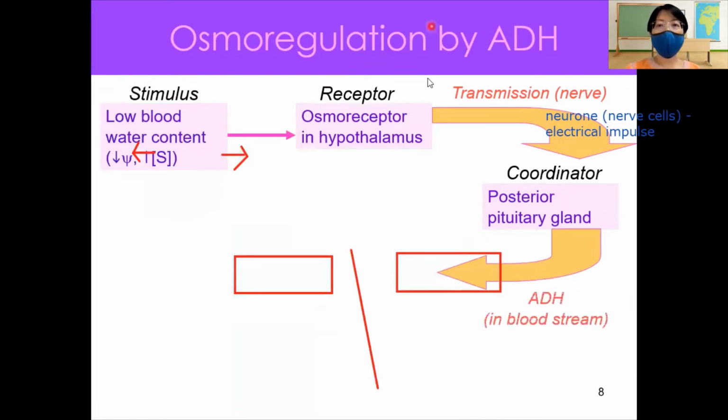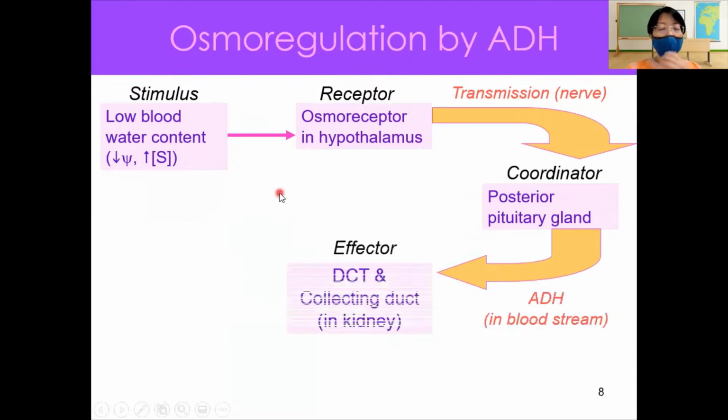So next, what happens next is the blood will transport the hormone all throughout the body, but only the target cells will be activated by the hormone, right? Because the target cells have got receptors. So who are the target cells? The cells of the DCT and collecting duct. So these two are the effector.